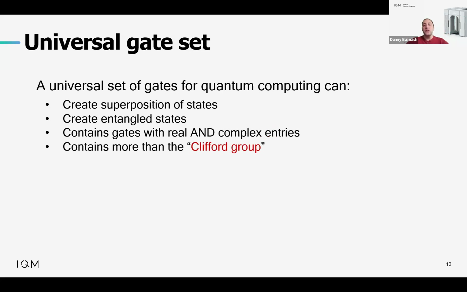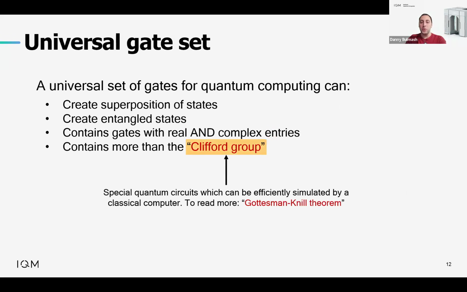In particular, a universal set of gates for quantum computing can create superpositions. It can create entangled states. It can create gates with real and complex entries. So we need to be able to do different phase rotations. And we also need to contain more than what's called the Clifford group.